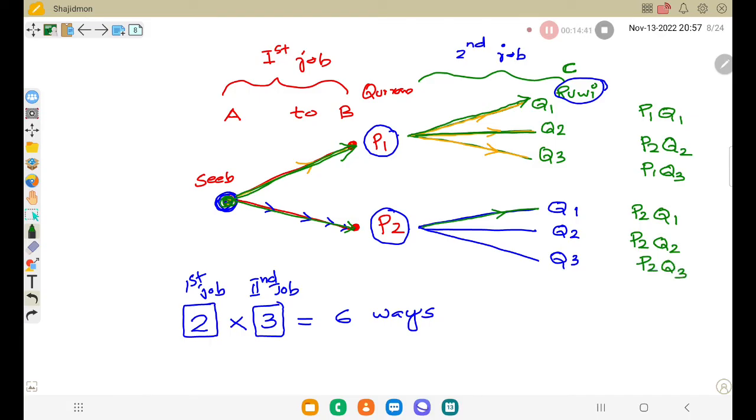So totally how many ways can we go from Seeb to Ruvi? Six ways. This is what we call the multiplication rule. When we use the multiplication rule, we do one task and then continue with another task, continuously. If that is the case, we can use the multiplication rule. The first job has some number of possibilities, multiplied by the second job's possibilities. Totally we get six ways to go from Seeb to Ruvi. This is a simple example of the multiplication rule.